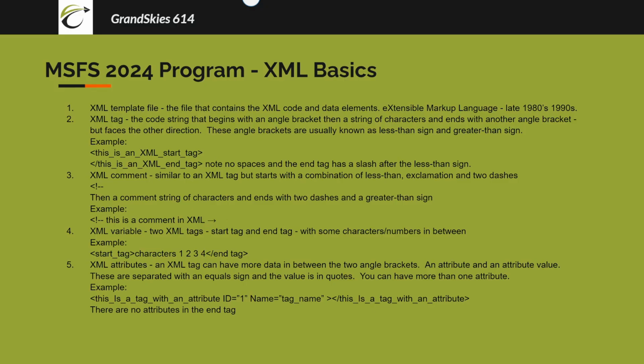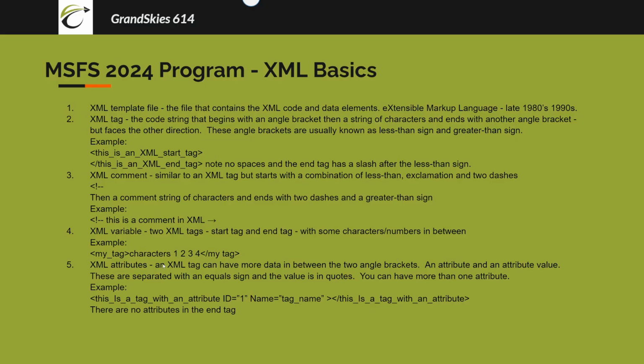An XML variable is the 2 XML tags, the start and the end tag, with some characters or numbers in between. And an example of that is a start tag. So we have the angle brackets with the start tag, we have some characters or numbers, and then we have an end tag. And this is an XML variable. So the name of this variable is start tag in this particular case, and the variable information is characters 1, 2, 3, 4.